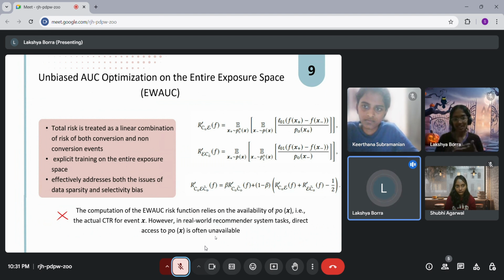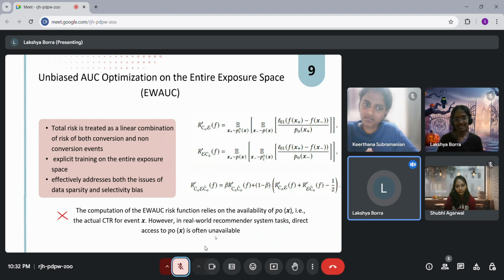So, the loss function in this layer can be divided into two parts. The first part is the loss function between the positive instance and zero instance, and the second half is between the zero instance and negative instance. So we'll choose a hyperparameter beta, and then we will make a linear combination of the risk, which is explained in the previous layer, and then we will make the linear combination of the risk between the positive and zero for the first part, and the zero instance and negative instance for the second part.